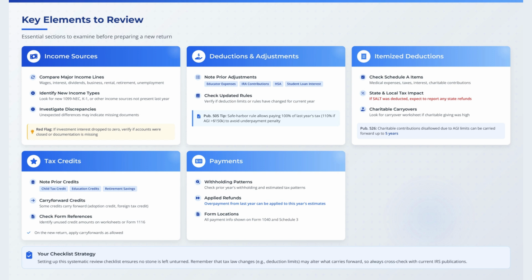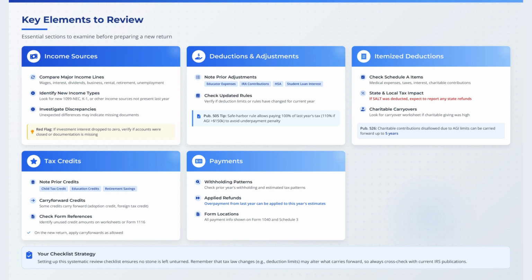Number 5. Payments and refunds. And finally, check the payment section of last year's return. That's Form 1040 and Schedule 3. Did the client make estimated payments? Did they have an overpayment from last year that they applied to this year's taxes? If so, that overpayment becomes a payment on the current return. It's not just a note, it actually affects the bottom line.